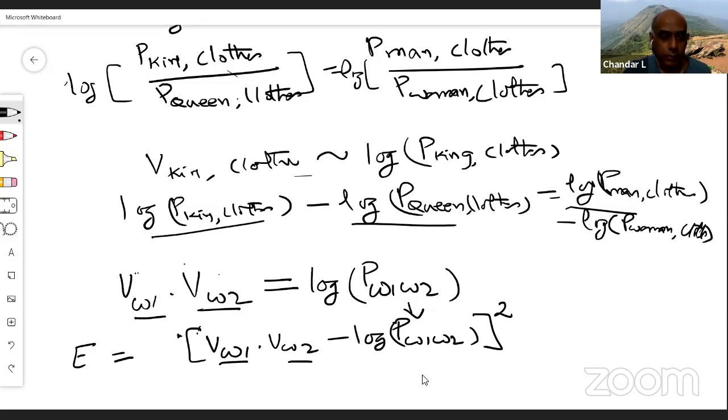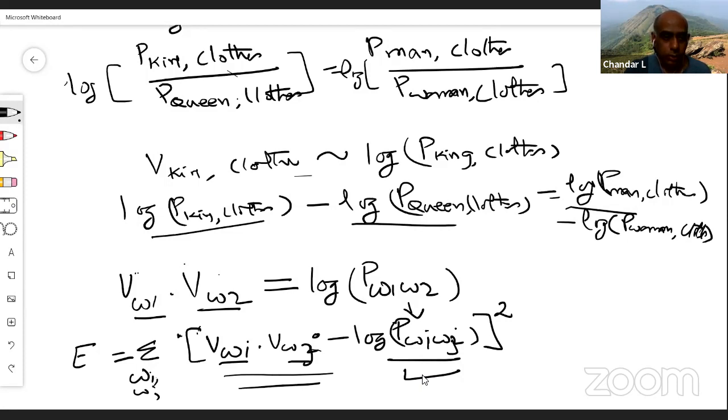The way the error function is defined, you are summing over all combinations of Wi, Wj. So what we have here is a whole lot of probabilities which are actually coming from the co-occurrences. This is something we know. This is something we know. This is what we do not know. We do not know these vectors.